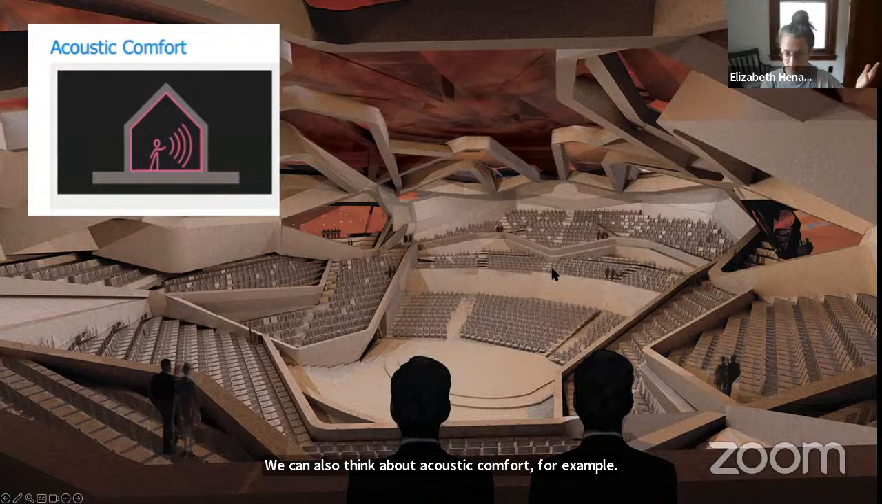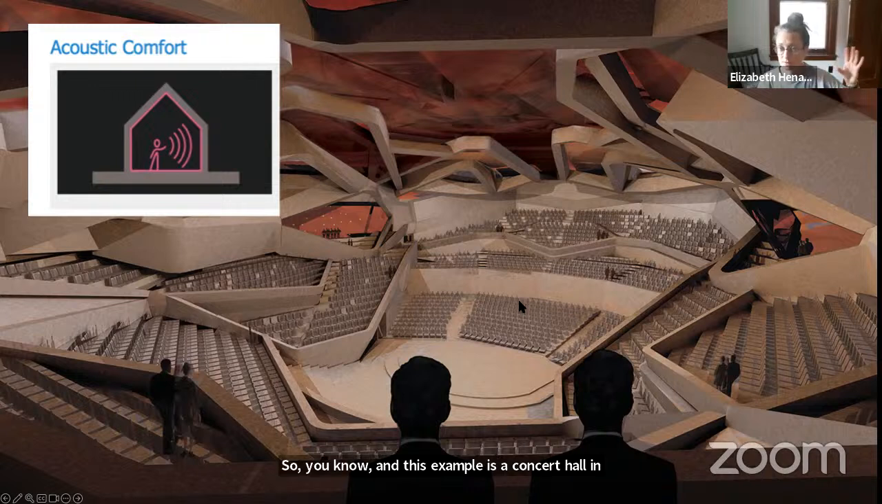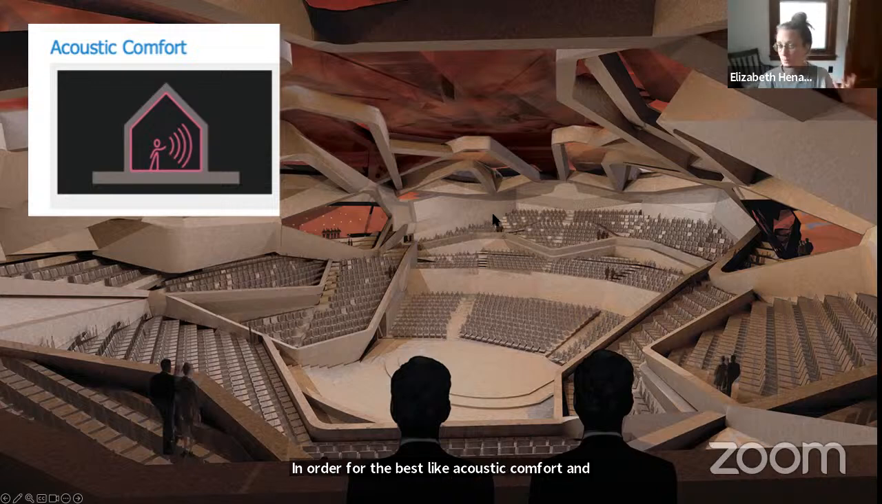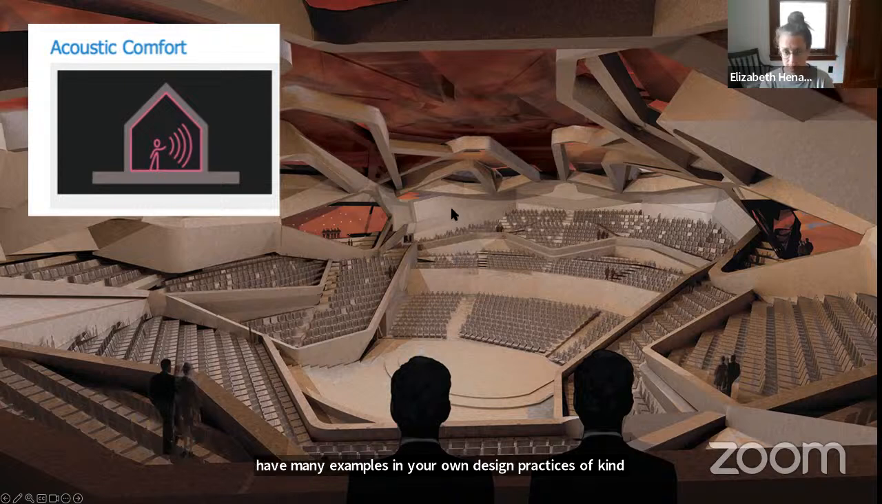And this example is a concert hall in which the materials and, in particular, the shapes of this concert hall were optimized for the best acoustic comfort and experience of the listeners. So this is just a couple of examples, but I'm sure you have many examples in your own design practices of these choices between material and shape to optimize a particular metric.